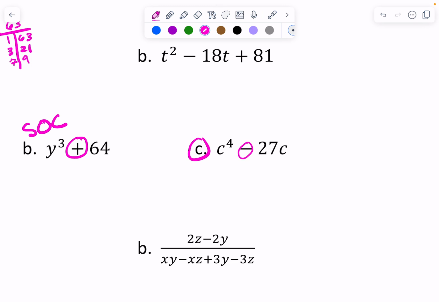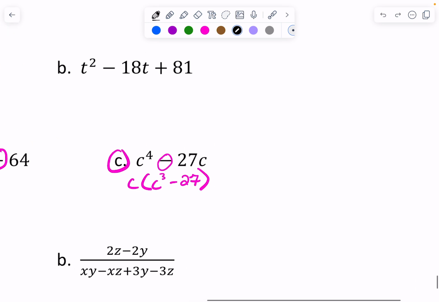It is a difference of, I don't really know, right? I can't take the square root of 27, and I can take the square root of C to the 4th, right? But here's the deal. I can take a C out of both of these. So I have a GCF going on first. C times C cubed minus 27. Now, this is a difference of cubes because I can take the cube root right here and the cube root right here.